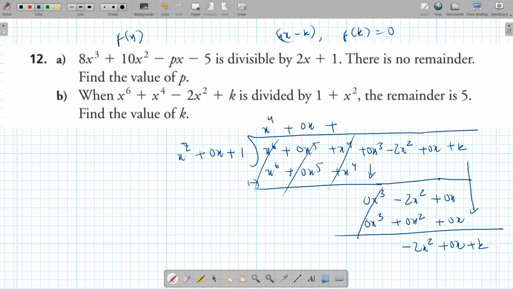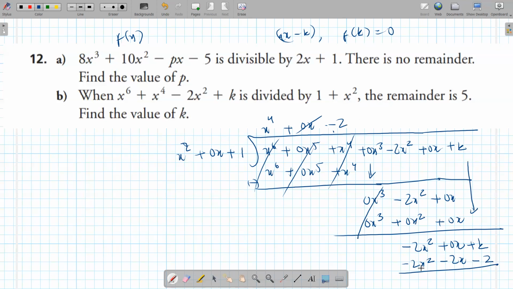Again, you don't really have to write this. This is just to show the step, because that's arbitrary, right? It doesn't really mean anything. And then finally, x^2 times minus 2 is minus 2x squared. 0x times minus 2 is minus 2x. Plus 1 times minus 2 is minus 2. Yeah?